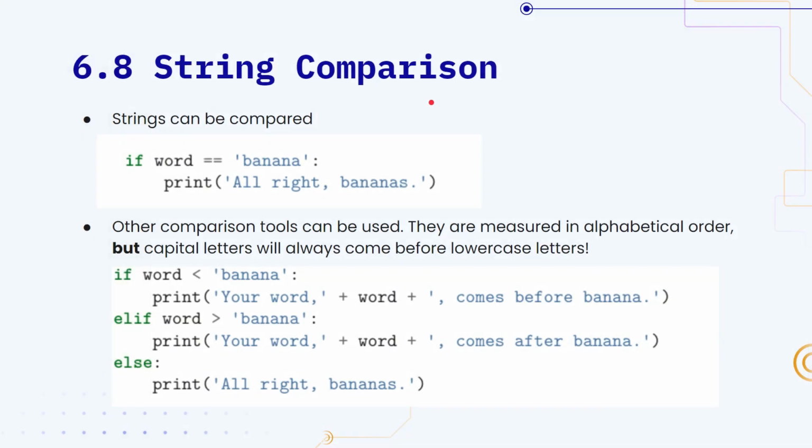Also, just like numbers, strings can be compared. In this if statement, we can compare if word is banana, and if it is, we will print this statement. We can also use other relational operators, like less than or greater than. And since they're not numbers, we would have to compare based on alphabetical order. So in this first if statement, if the word comes before banana in alphabetical order, we would print this statement. And if it comes after banana, we would print this statement. Or if the word just is banana, we would print this statement. So let's take a look at this example in the text editor.